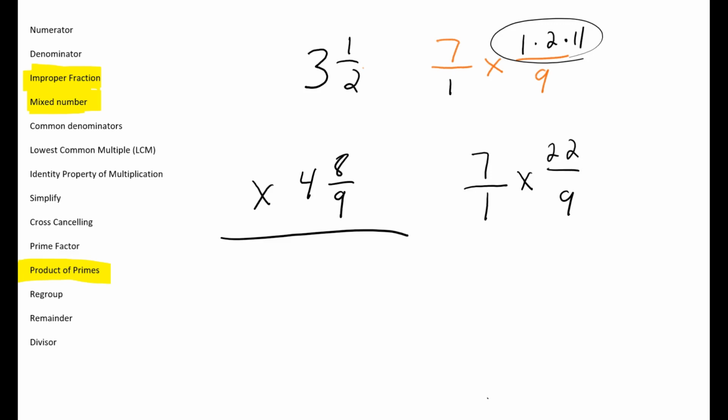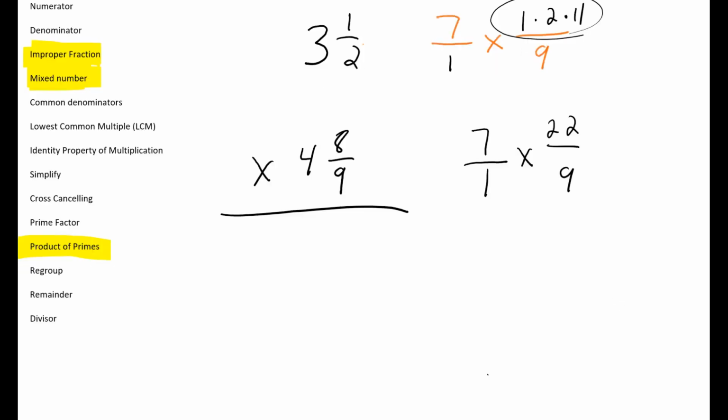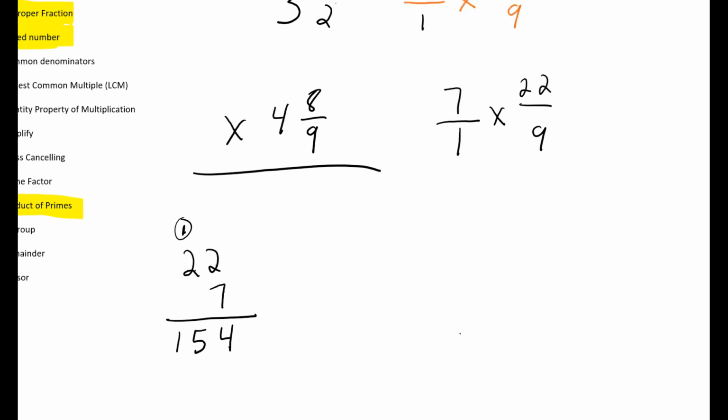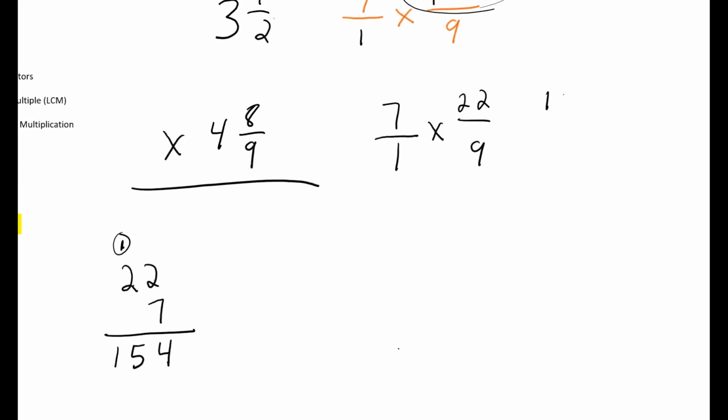Now after I've simplified my fraction, I can multiply the numerators and multiply the denominators. If I multiply the numerators, I'm going to take 22 times 7. I'll do it over here. 7 times 2 is 14, so I'm going to have a 4 down here and carry my 1 up here. Then 7 times 2 is 14, plus 1 is 15. So I'm going to have 154 on top and 9 on the bottom.